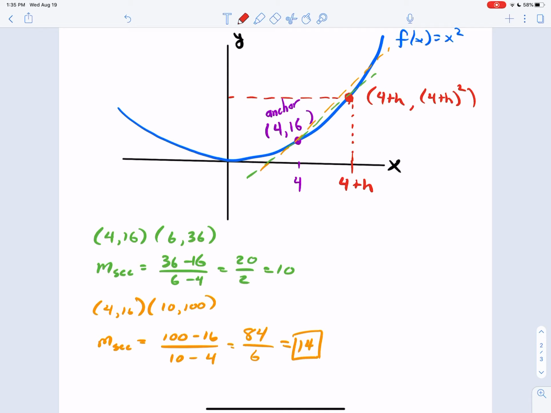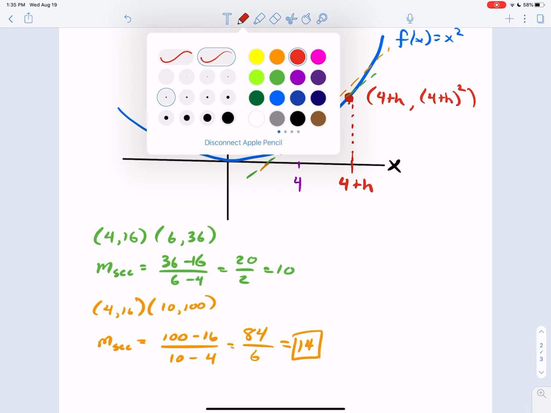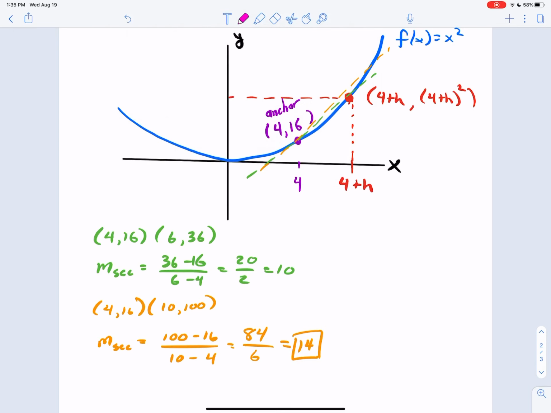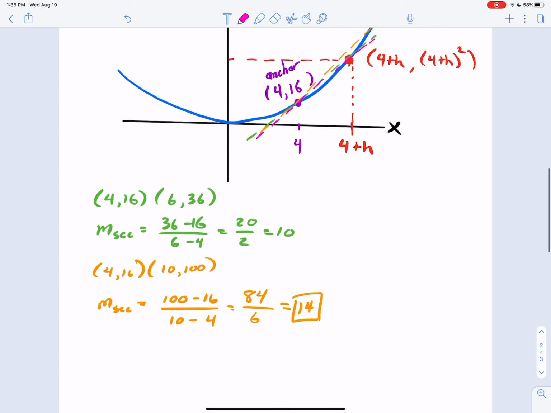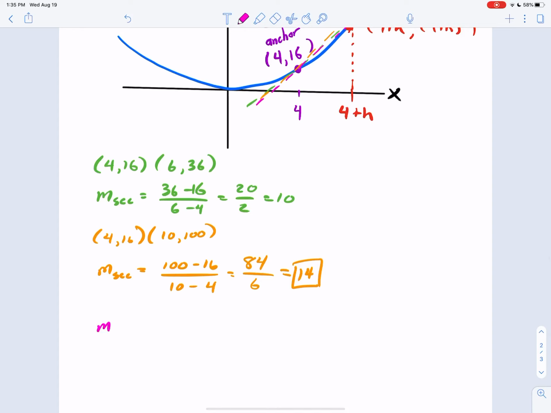Okay? Now, with that new point and that anchor, I can connect it to create a line. But more specifically, a line that intersects the curve twice. We call that a secant line. You're probably sick of my voice right now, but here we go.